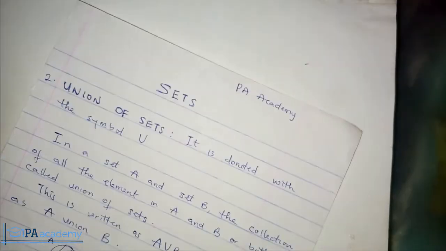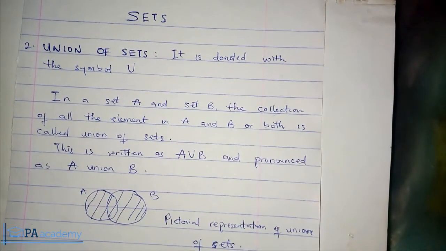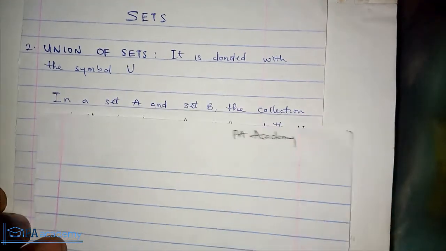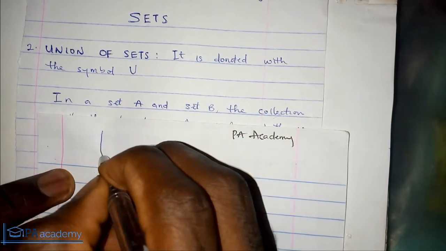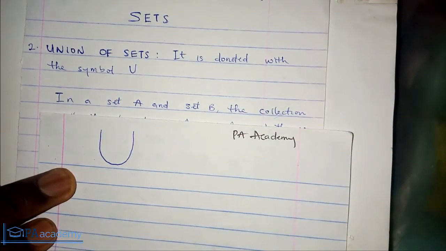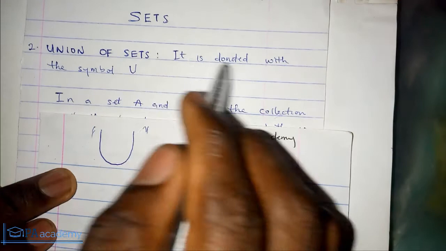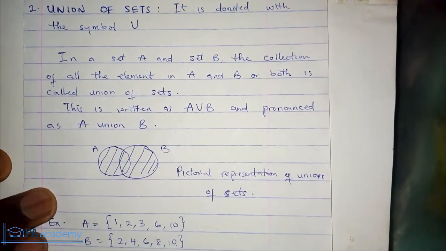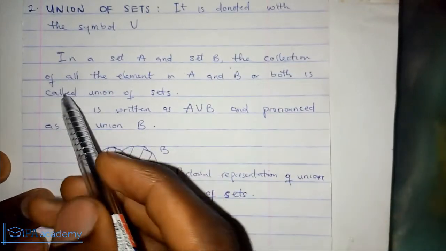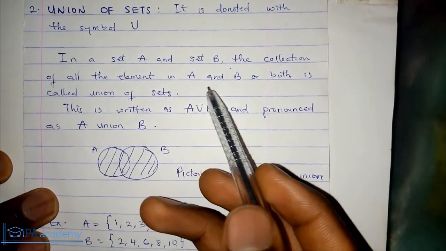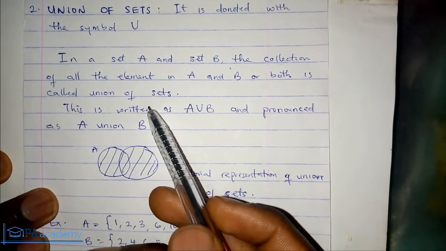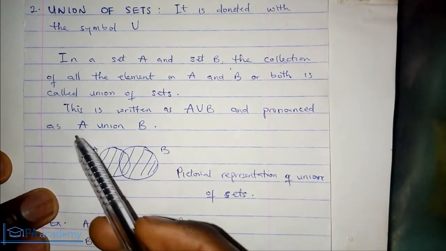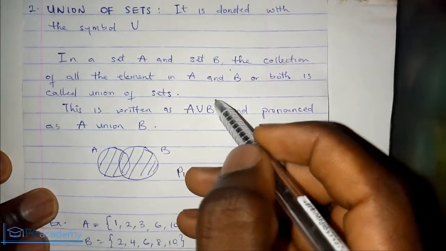So when we talk about the union of a set, it is denoted with the symbol like a U. Look at it. This is the symbol for union. Like this. It is denoted with this symbol. When you talk about union of a set, in a set A and set B, the collection of all elements in A and B or both is called union of sets. This is written as A union B and pronounced as A union B. So this is how you write it.